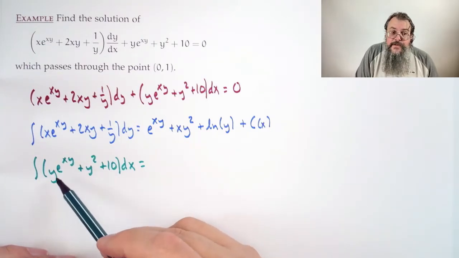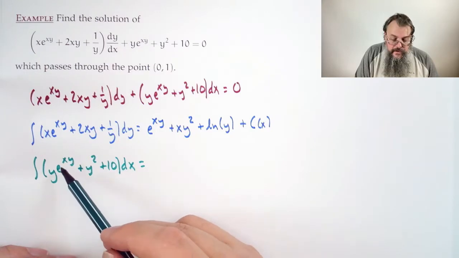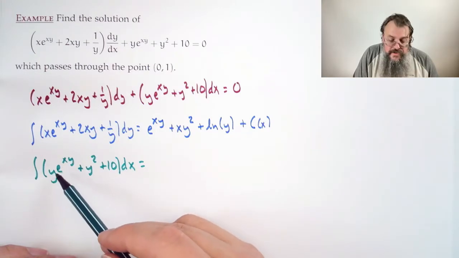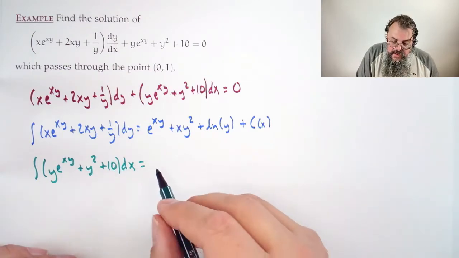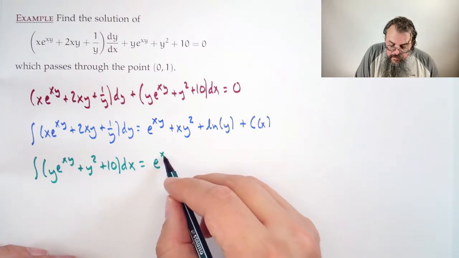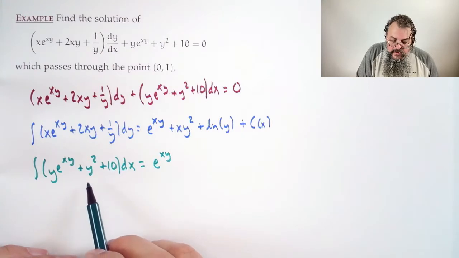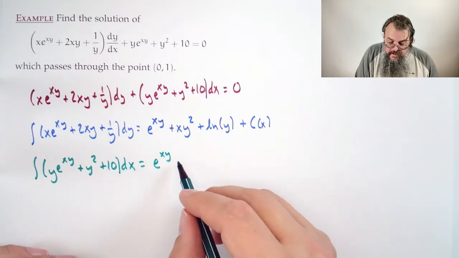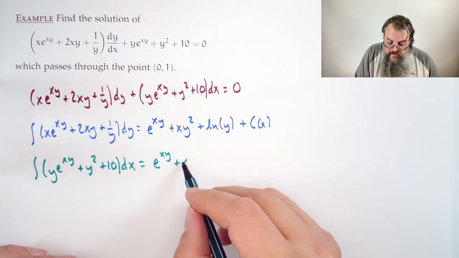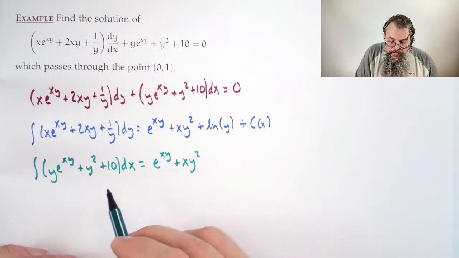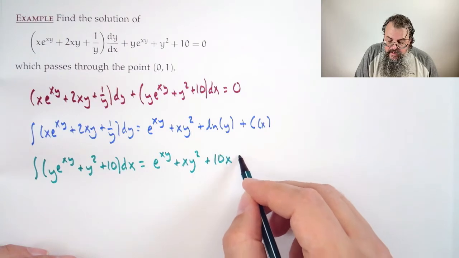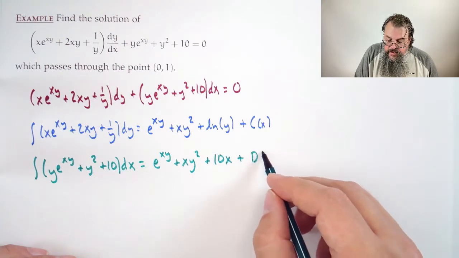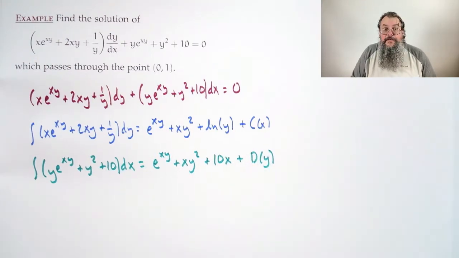So when you integrate the first term, y stays alone. Nothing changes. The e^(xy), you divide out by the constant, which is the y, and you end up with e^(xy). Integral of y^2, well, that's just an integral of a constant, so it's the constant times x. Right, that's x y^2. Integral of 10 is 10x. And then, of course, add some unknown function of y.